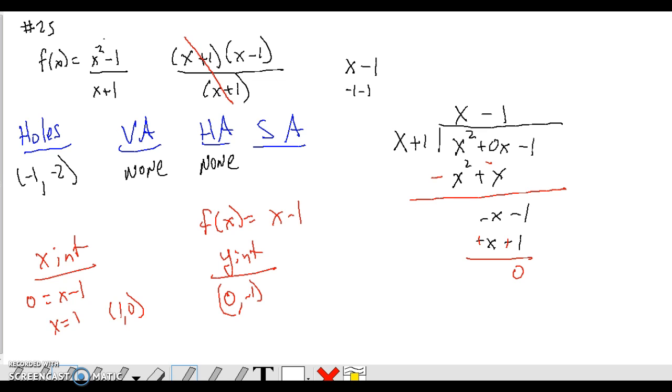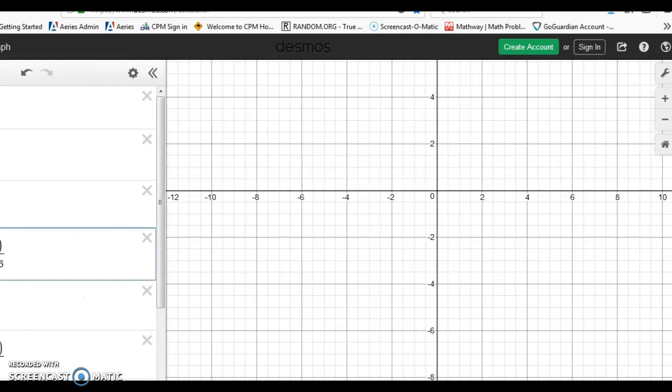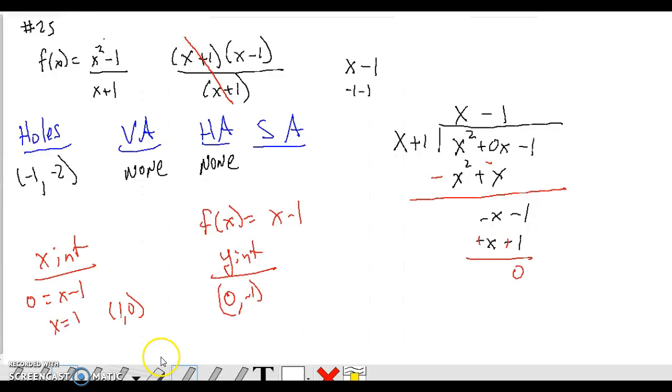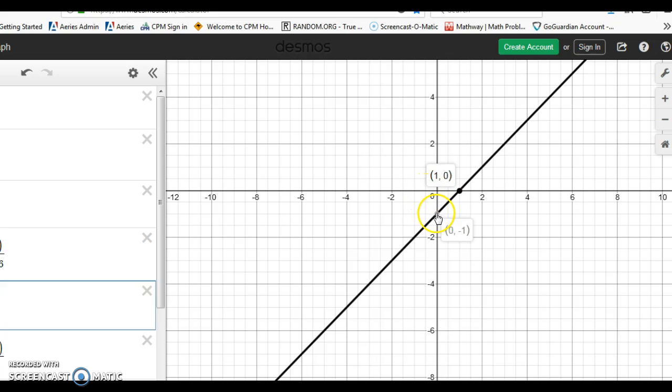Okay, so I'm just going to show you this on Desmos really fast to see what this is going to look like. It's just a little straight line. So here's your 0, negative 1. Here's your 1, 0. And then what was our hole? Our hole was negative 1, negative 2. So here is negative 1. And oops, I just keep missing it a little bit. There we go. And again, we can see our hole in our graph. So because we don't have a rational graph anymore, it just turns into a line.